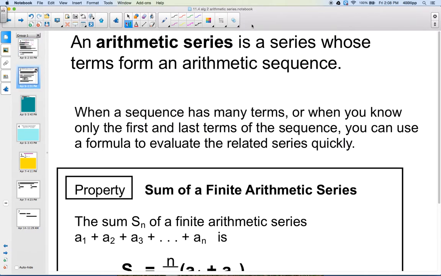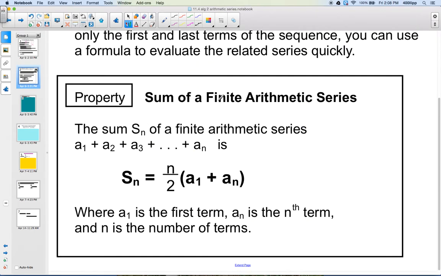So an arithmetic series is a series whose terms form an arithmetic sequence. So you're going to actually take the sequence and add up all of the terms in the sequence. Notice what it has here. It says it's the sum of a finite arithmetic series. Finite means that there's an end, that the sequence is going to stop. So this is only for a finite arithmetic series, meaning you're adding up a specific amount of numbers. Okay, if it was infinite, meaning it kept going on and on forever, we wouldn't be able to find the sum for an arithmetic series.